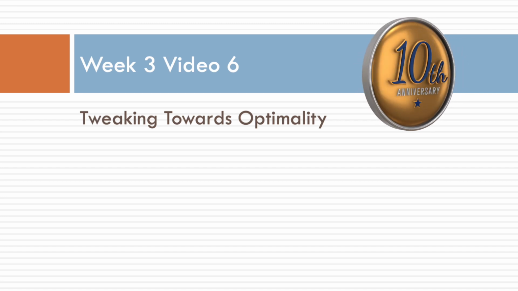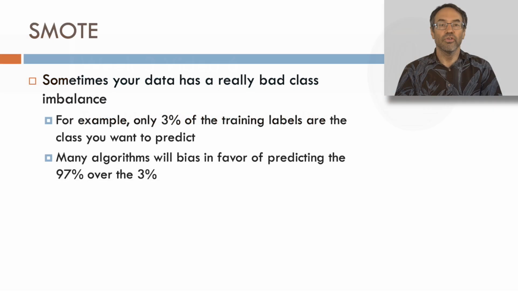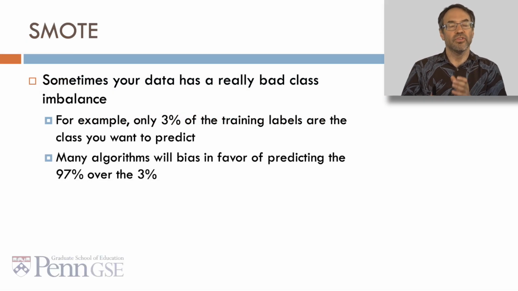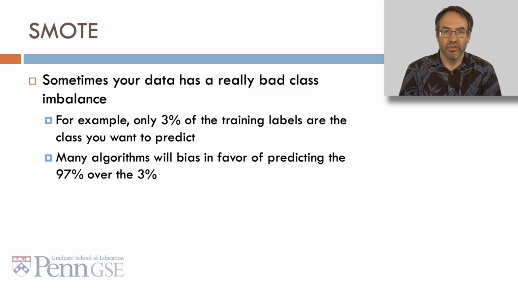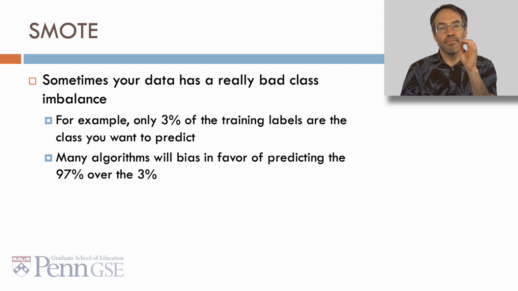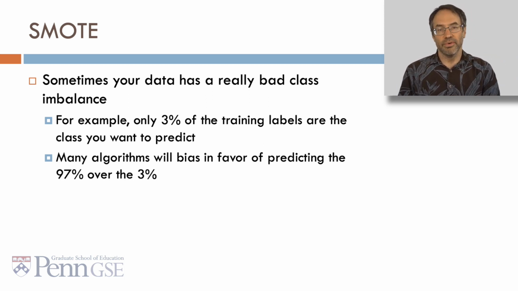In this video, we're going to talk about tweaking your model towards optimality. So the first method we're going to talk about in this space is called SMOTE. SMOTE is something you use when your data has a really bad class imbalance. For example, maybe only 3% of the training labels are the class that you want to predict.